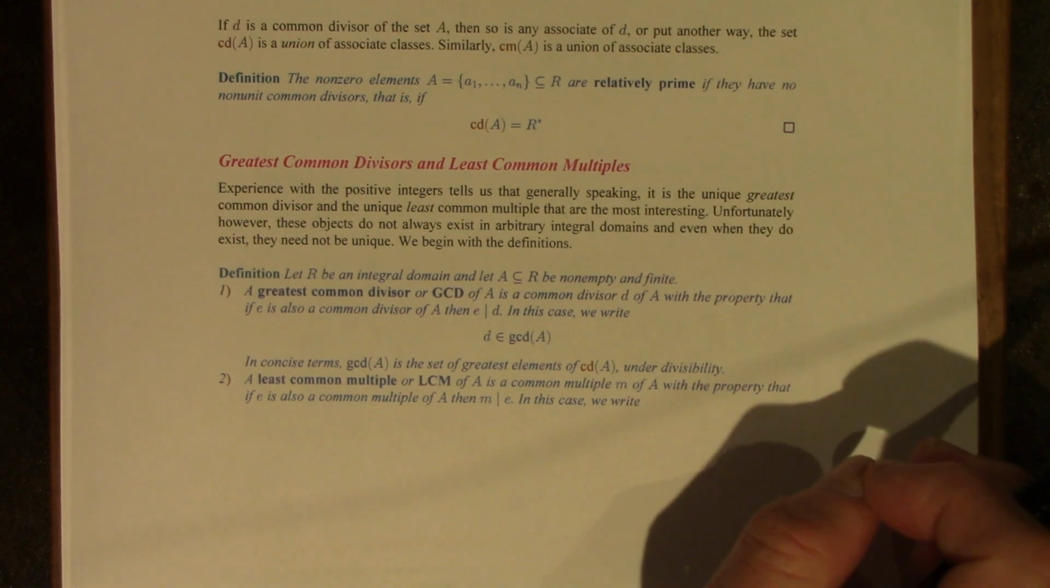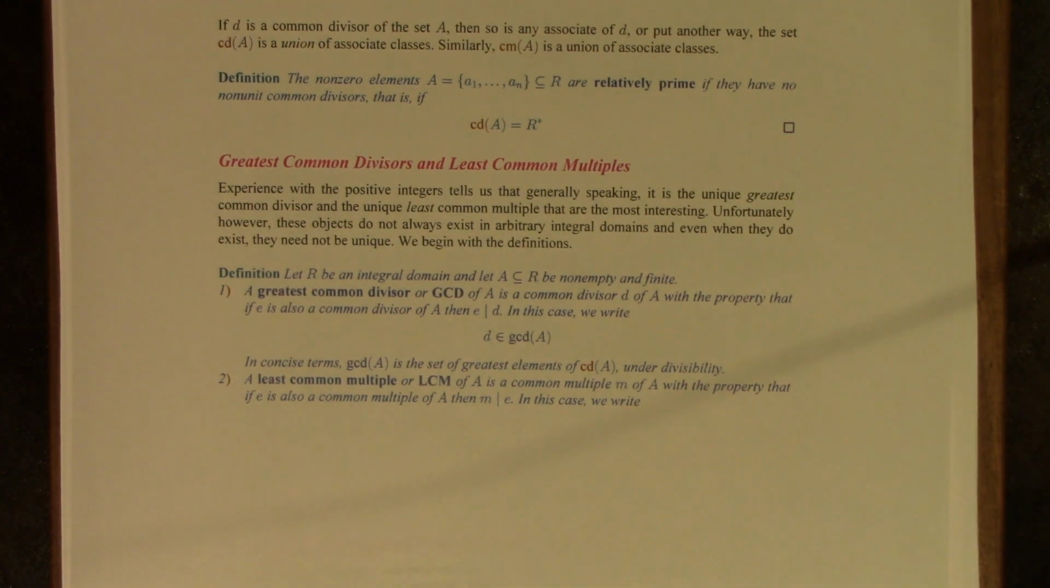As you know from experience with the positive integers, which by the way is not a ring, it's the unique greatest common divisor and the unique least common multiple that are the most interesting and the most useful. Unfortunately, however, these objects do not always exist in arbitrary integral domains. And even when they do, they are not, in general, unique.